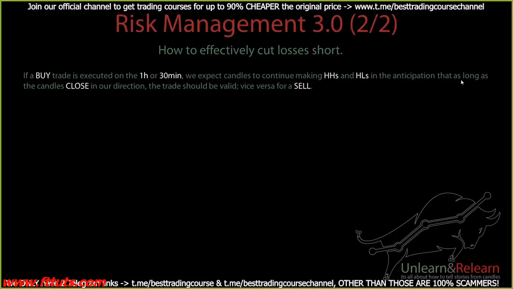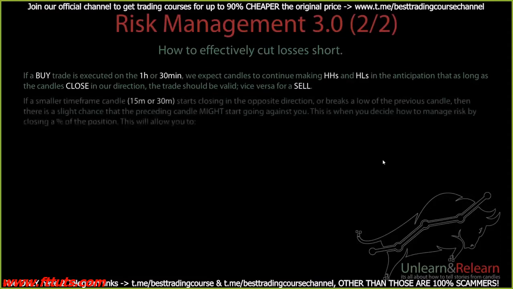In the anticipation that as long as the candles close in our direction, the trade should be valid, and vice versa for sell. As long as candles keep on closing bullish, or as long as candles keep on respecting their higher highs and higher lows, this means price should continue going our way. Now, if a smaller time frame candle starts closing in the opposite direction or breaks the low of the previous candle, then there's a slight chance that the preceding candle might start going against you.